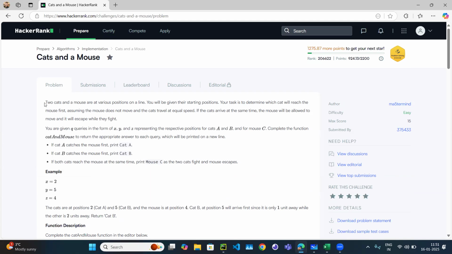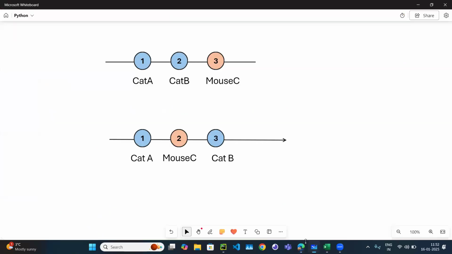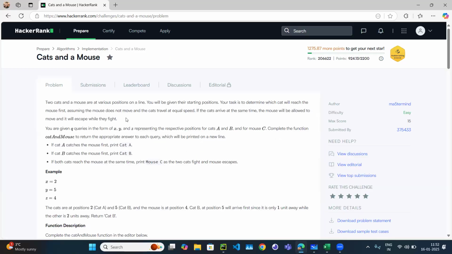We have two cats and a mouse at various positions on a line. So we have a straight line, two cats are there at some positions, and one mouse is there. You will be given their starting positions. As an example, let's suppose we have a straight line. Cat A might be at this position, cat B at this position, mouse C at this position, or maybe cat A at this position, cat B at this position, and the mouse at this position.